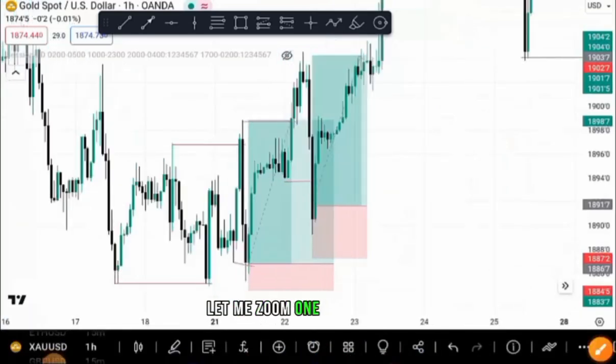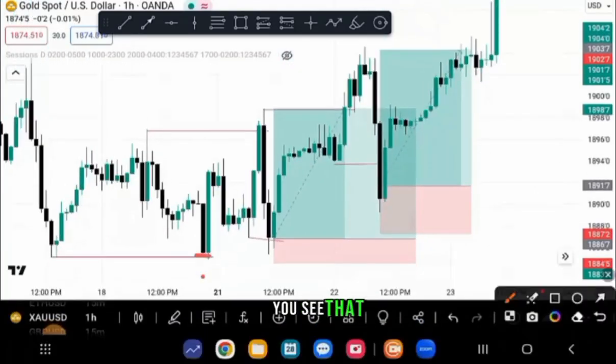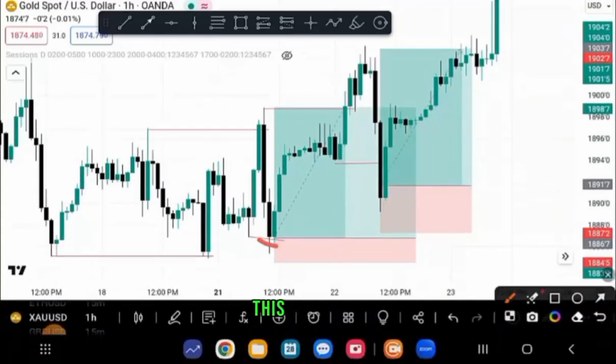Let me zoom one more time inside. You see that 1, 2. The second low should go. Boom. That goes. Look at this new one. This one, that 2. This 2, that second one should go. Price came, took it out, and boom.